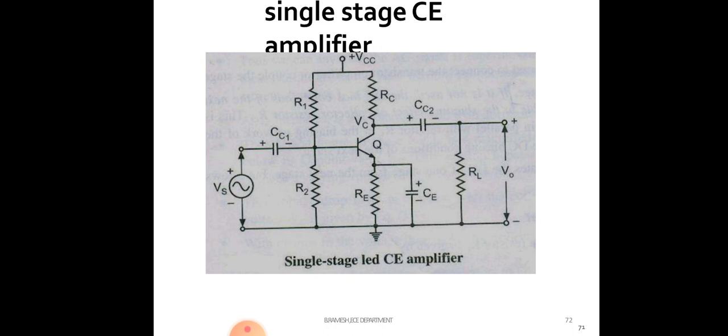Next, the RE resistor. We use the RE resistor for stability. And the bypass capacitor provides a low reactance path around the RE resistor at high frequency. At high frequency this capacitor acts as a short circuit. If that capacitor is not present, the voltage drop across the RE resistor becomes larger at high frequency. That is why we connected the CE capacitor here.